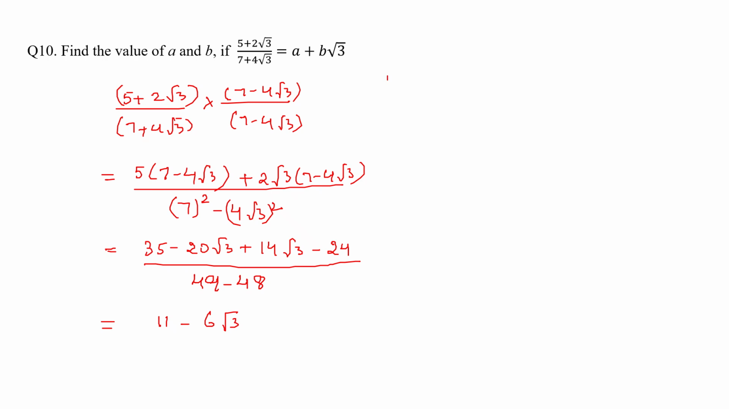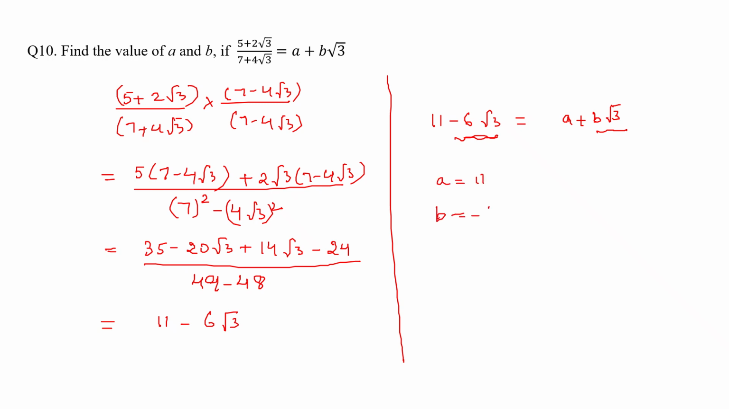Now next step what you have to do, now 11 minus 6√3 is equal to a plus b√3. Now both LHS and RHS you just check. So 6√3 is here, here is b√3, isn't it? In fact it is minus 6√3 and b√3. So now when you equate both sides, you will see the value of a is 11 and the value of b is minus 6. Don't write minus 6√3 because √3 is already here. The value of b is only minus 6.